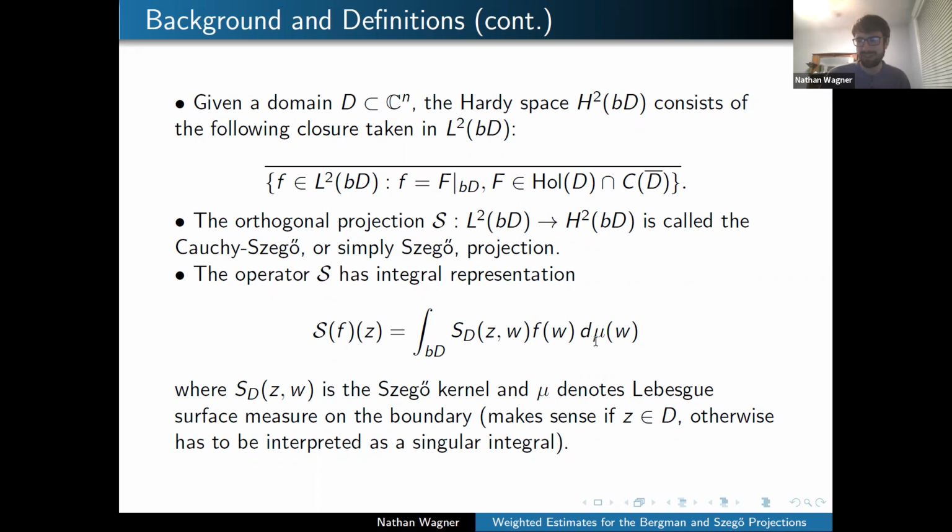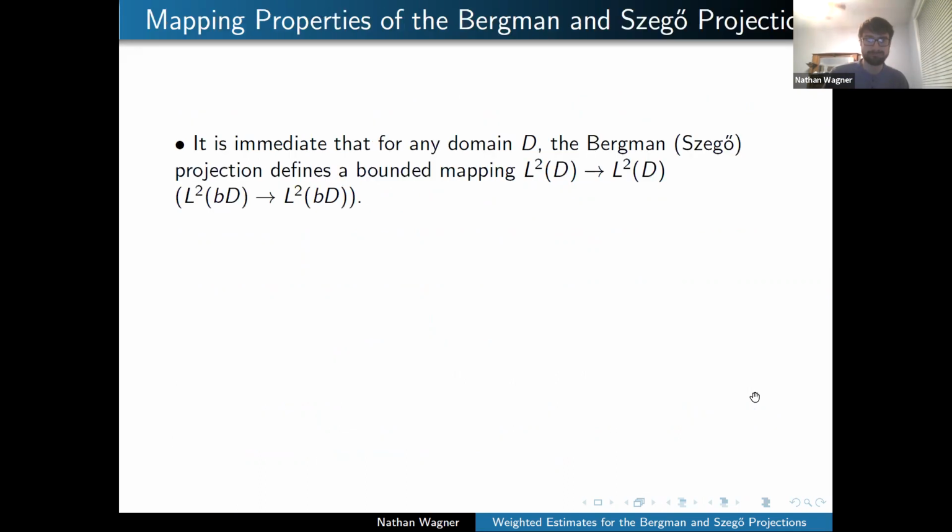So unfortunate notation there, but I'll just say that this integral makes sense if z is inside the domain. There's a way to associate boundary values with values of functions on the inside for the Hardy space. So there's a correspondence between the Hardy space on the boundary and holomorphic functions on the interior of the domain using the Poisson extension. And so this integral really makes sense if z is inside the domain. If you want z to be on the boundary, you have to interpret this as some kind of singular integral.